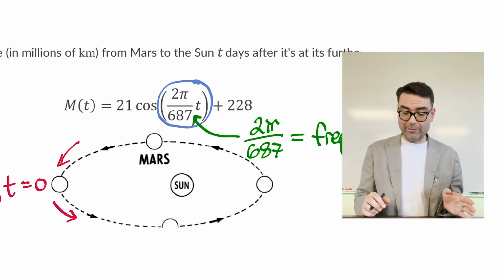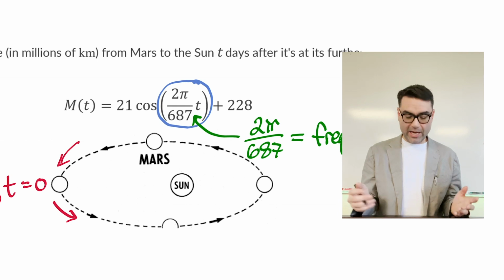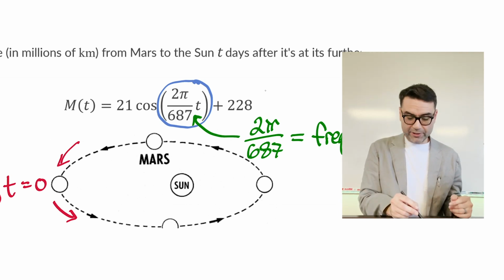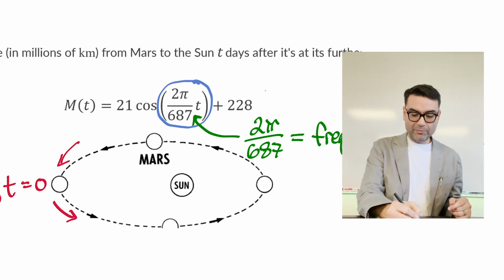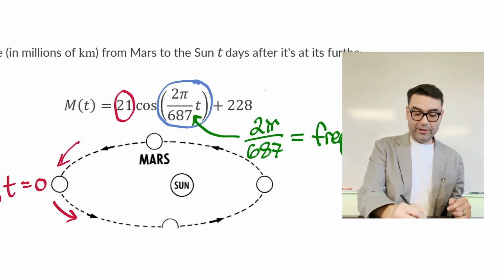Okay, so we've already determined that the 2 pi over 687 is something known as the frequency of the function. Well, what about the 21 and the 228? In a cosine function or sine function, the positive value that's multiplying the cosine function right here, the 21, is also known as the amplitude of the function.